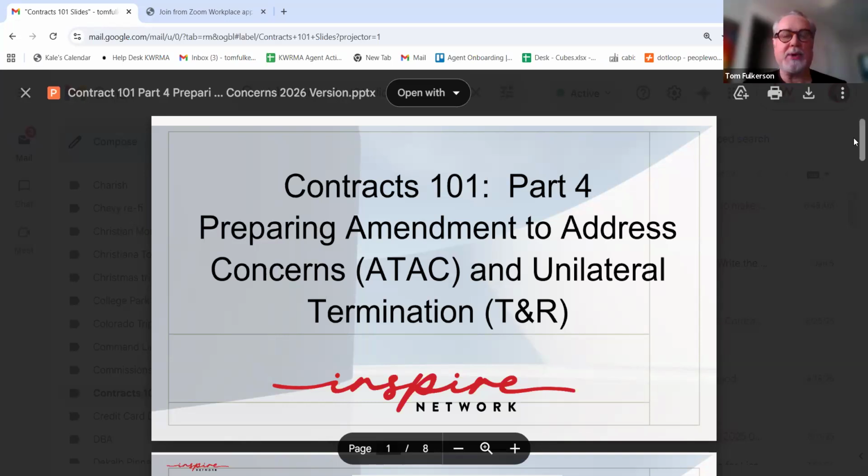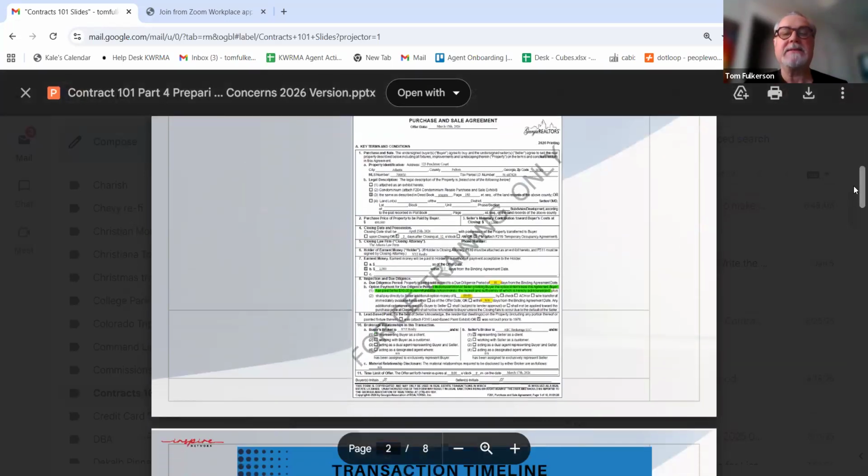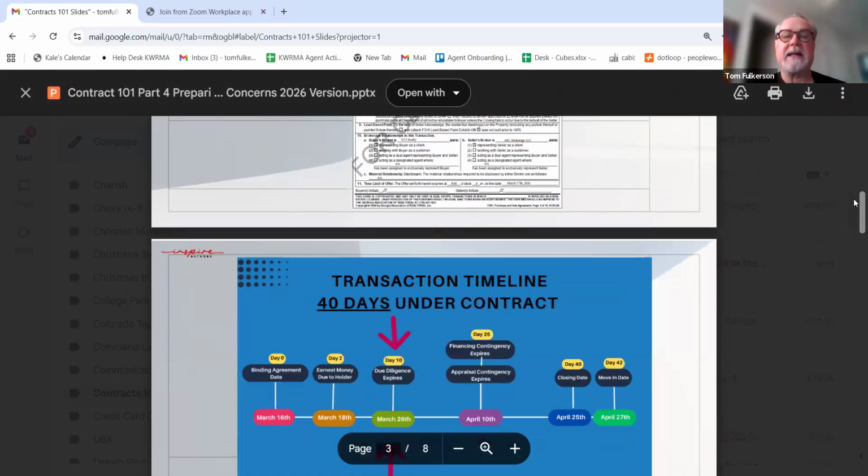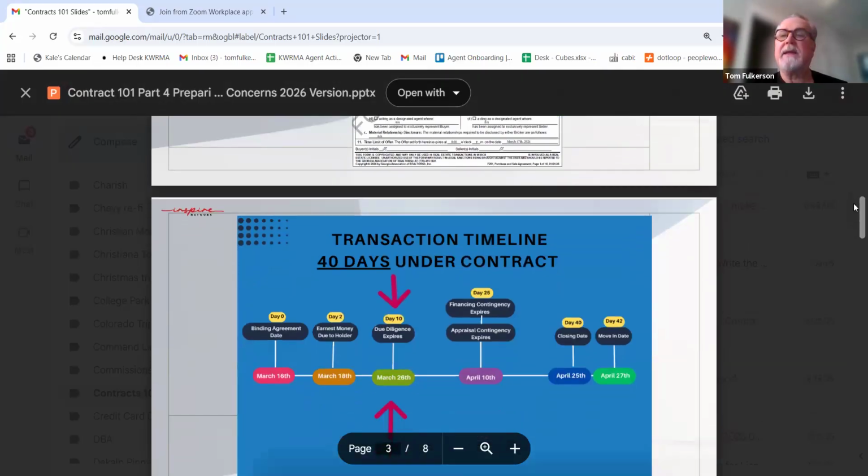All right, so here is an example of our purchase sale agreement that we're going to be discussing today. We've highlighted some points in yellow and green, and I'm going to move on to the next slide that talks about the timelines of our contract that we're using today as an example.